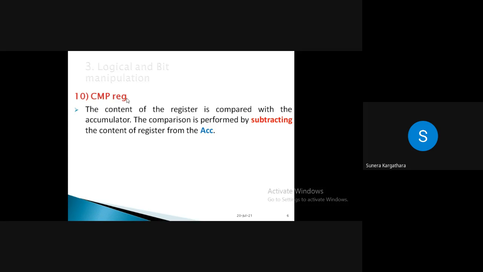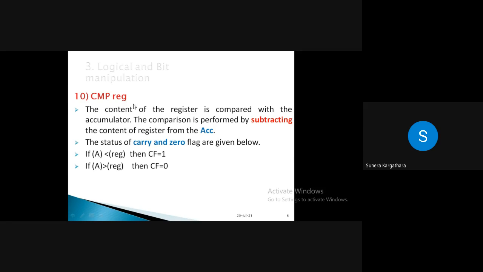So suppose I write CMP and then any register. How can I check my result? What is the result of comparison? Make sure here you will not find any result in the accumulator, but you will find your result in terms of change in the flag register.